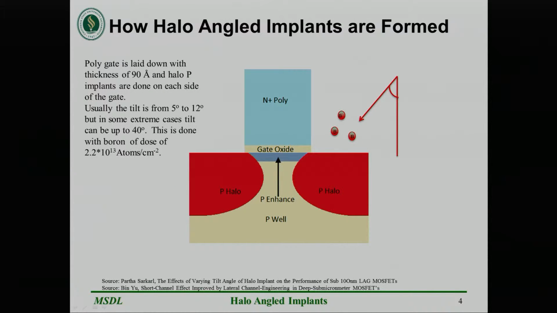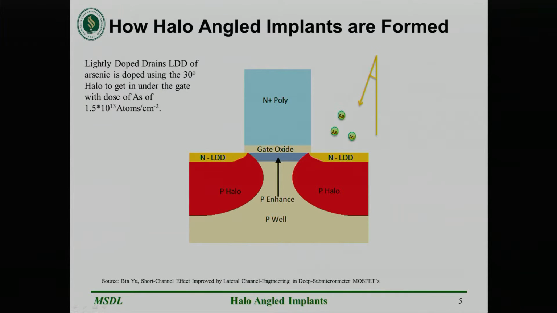Now I'm going to talk about how halo-angled implants are formed. First, boron is doped at an angle of up to 12 degrees at a dose of 2.2 times 10 to the 13 atoms per centimeter squared to create the P halo that you see in red. Next, arsenic is doped up to 30 degrees at 1.5 times 10 to the 13 atoms per centimeter squared to invert the P halo doping at the surface to LDD, N doping.